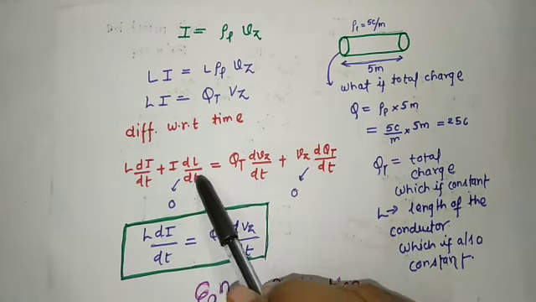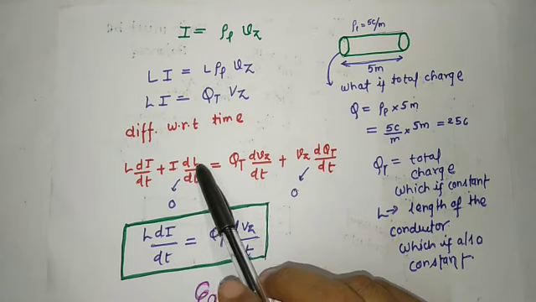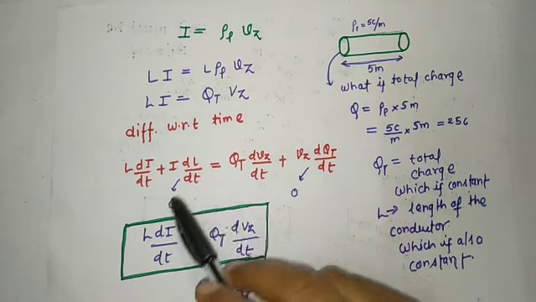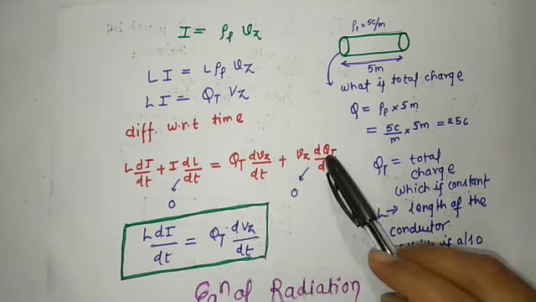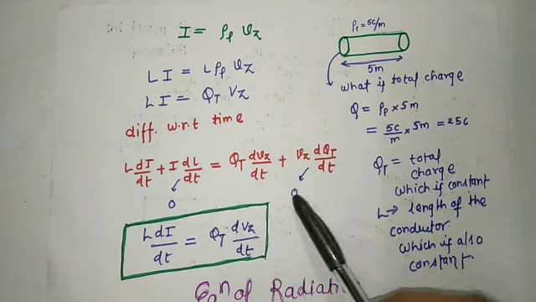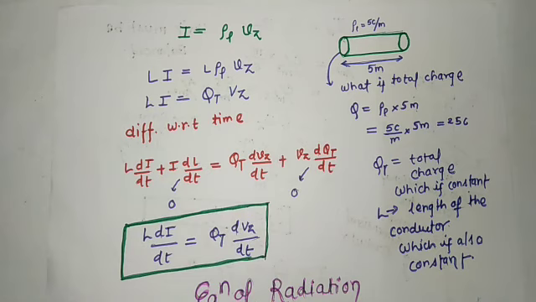In this equation you can see there is a term dl by dt. What is L? L is the length of the conductor, and the length of the conductor is not varying with respect to time, so this term will be 0. And dqt over dt: in the conductor the value of total charge is constant, it does not vary with time, so this term will also be 0. Finally you get the equation L di by dt is equal to qt dvz upon dt.